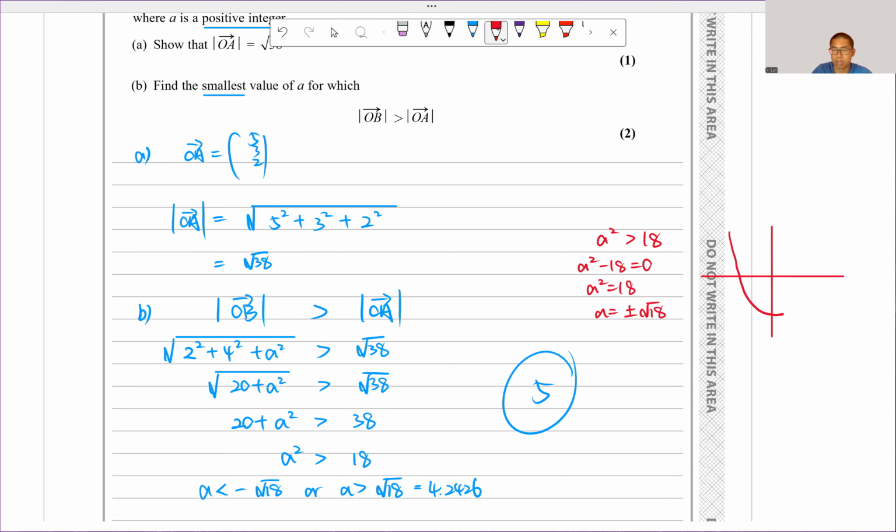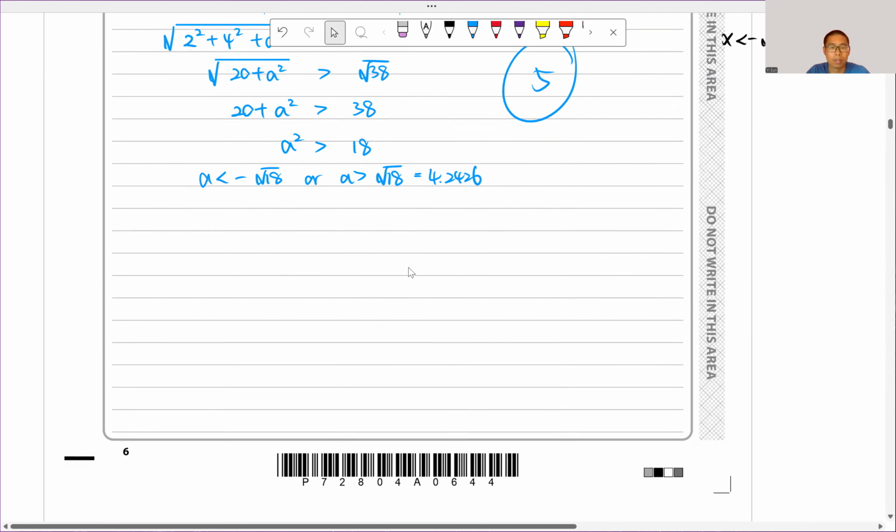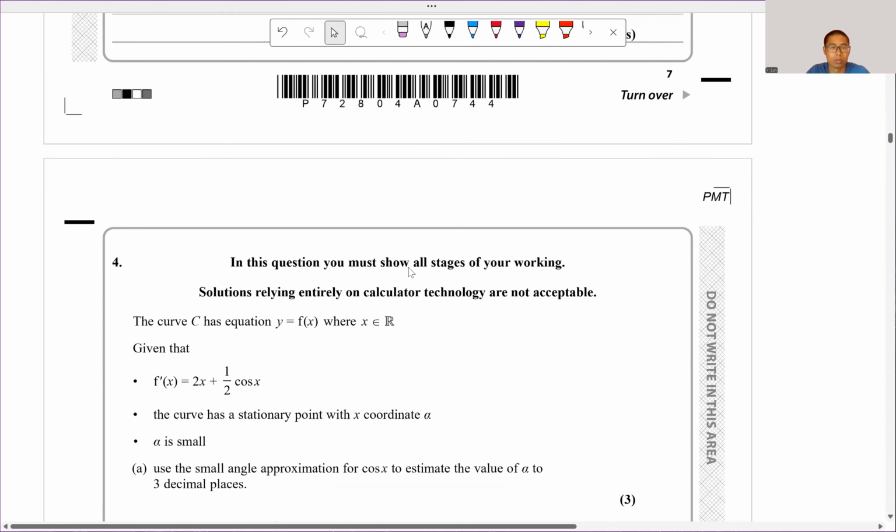It should look something like this. And this is root 18, and this is negative square root of 18. So because it's more, that means it has to be what's above the x-axis. That's why x is less than negative root 18, or x is more than positive root 18. Okay, let's have a look at question 4.